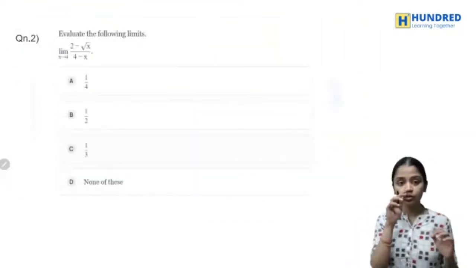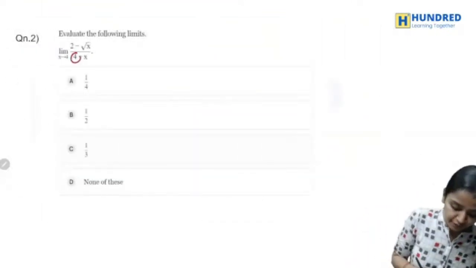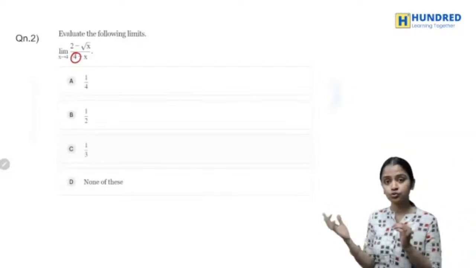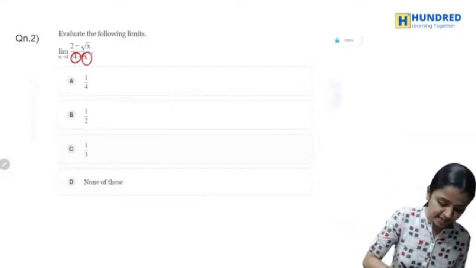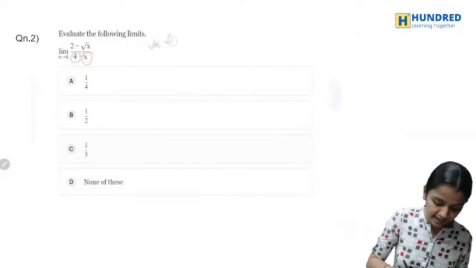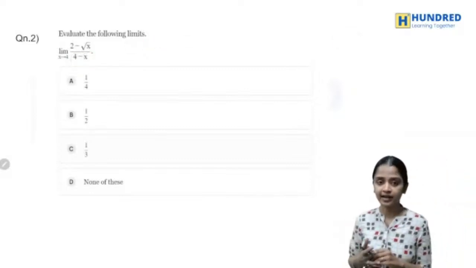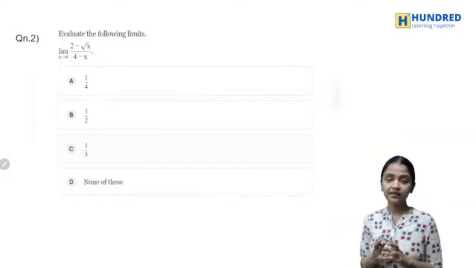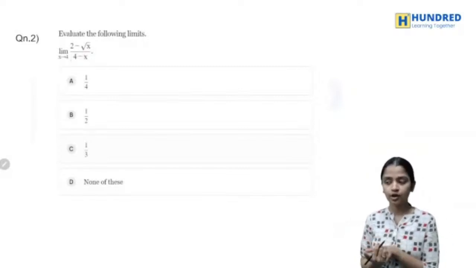So when you look at the sum itself, you can find it like this: 4 is 2 square, and this x can be expressed as root x into root x. So you can directly factorize it. Okay. So in the previous one, you cannot factorize this, so you have to rationalize.